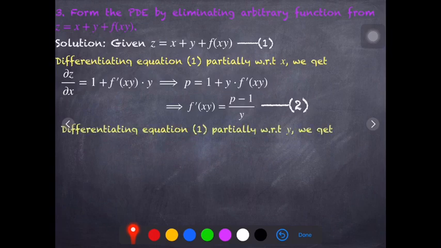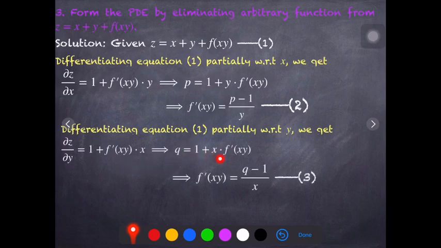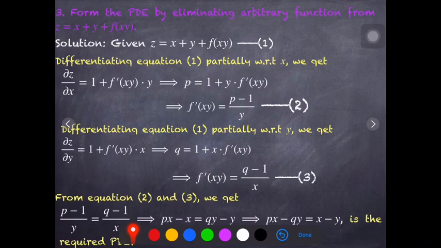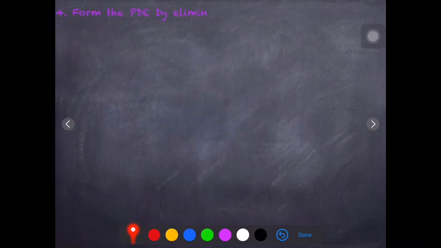So differentiating equation number 1 partially with respect to y and using the above logic, we'll get the expression for q is equal to 1 plus x into f dash. Simplify for f dash from the above expression, we'll get (q minus 1) by x, call that as 3. Again LHS is the same, equate the RHS and cross multiply, we'll get the final solution as px minus qy is equal to x minus y. Okay, now the fourth problem.